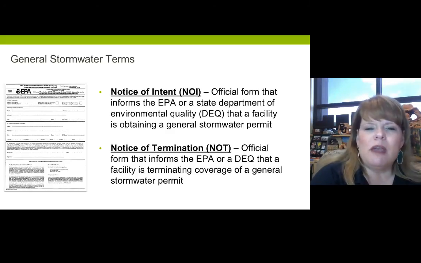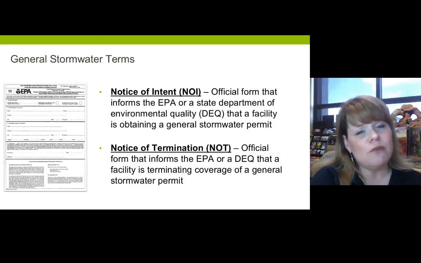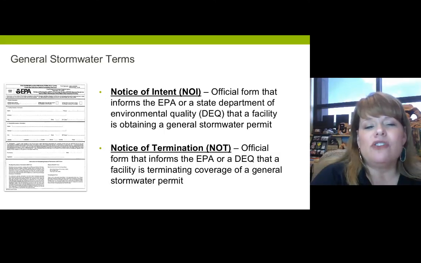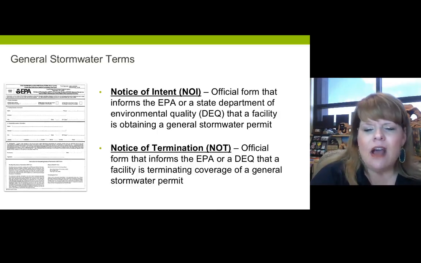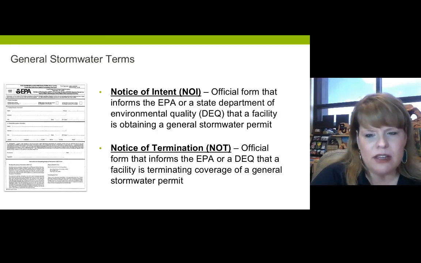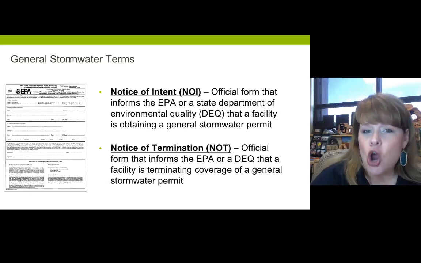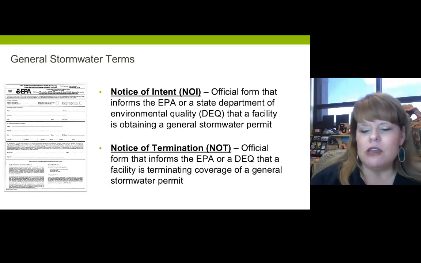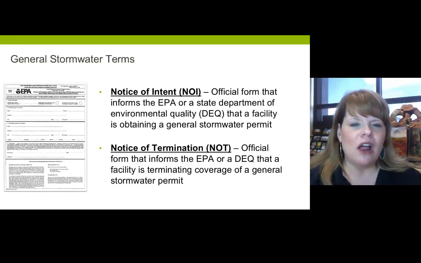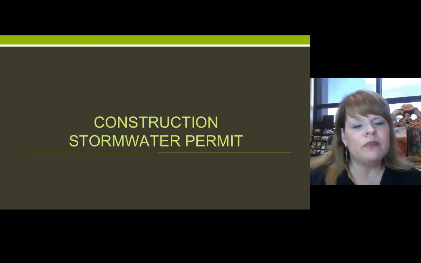To conclude that coverage for your site, let's say you're a construction site and you've finished your construction project, or maybe you were a business that was an industry and you're closing business or selling your business, then you would have a notice of termination, known as a NOT, N-O-T. And this is the official form that informs the EPA or the Department of Environmental Quality at the state level that a facility is terminating coverage of a general stormwater permit. These are easy to find forms on the EPA website, and they're at the state levels as well.